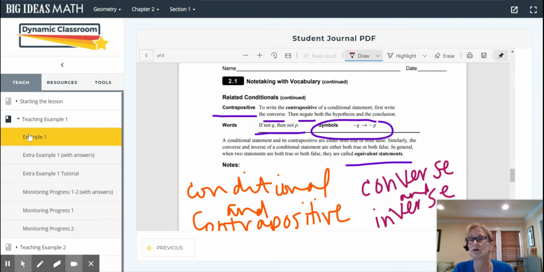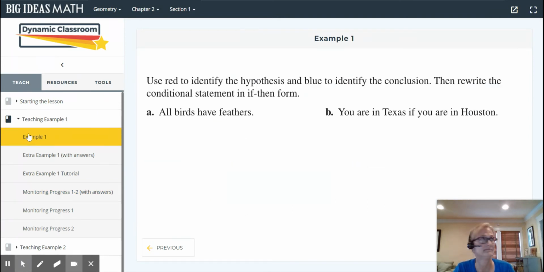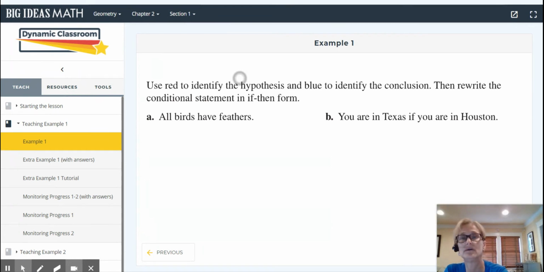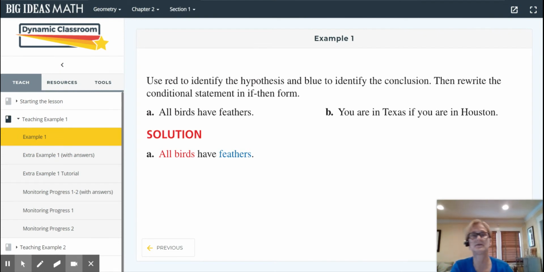from your student journal. This is called the dynamic classroom. It's in Big Ideas. So if we were in the classroom together, I'd be doing this on the board. Use red to identify the hypothesis and blue to identify the conclusion. So here, the hypothesis is the P and the conclusion is the Q.